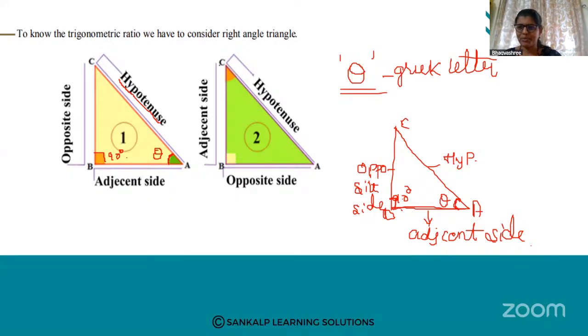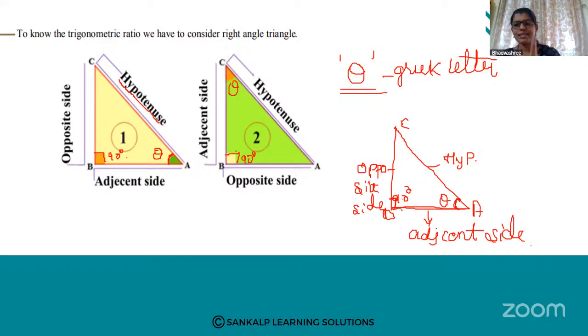In the second diagram, in the second triangle, observe carefully, dear children. Here our 90 degree is at point B only, no doubt. But our theta, let us take it at a different place. Now our theta is at point C. With theta at C, which one is the opposite side, which is the adjacent side, and which is the hypotenuse? That is very, very important. This is our basic. If you know this, we can cover the full topic. First you should know this.